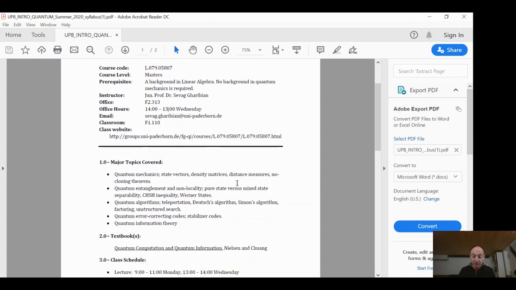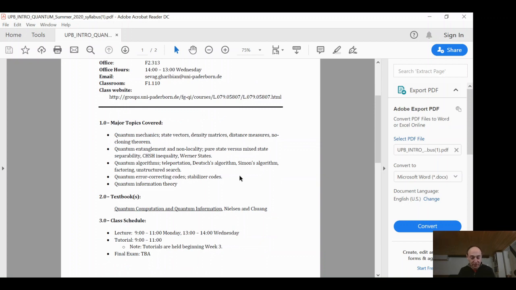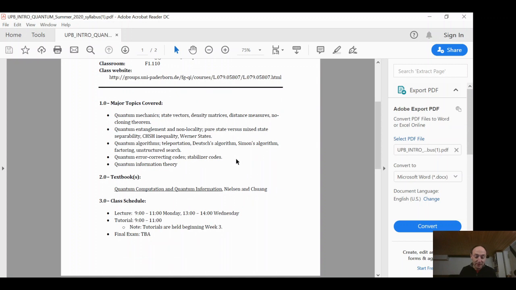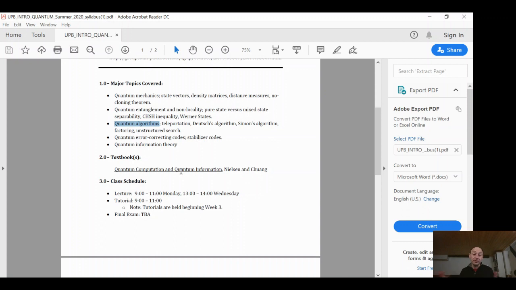The class website is also listed here. Of course, that's a bit of a circular thing because you had to know the class website to download the syllabus in the first place. The major topics we'll cover are roughly speaking here. We might deviate from this slightly, but of course we'll start with basics like quantum mechanics. We'll talk about things like entanglement, algorithms, error correcting codes, and so forth. So I think fairly standard fare for an intro to quantum course.